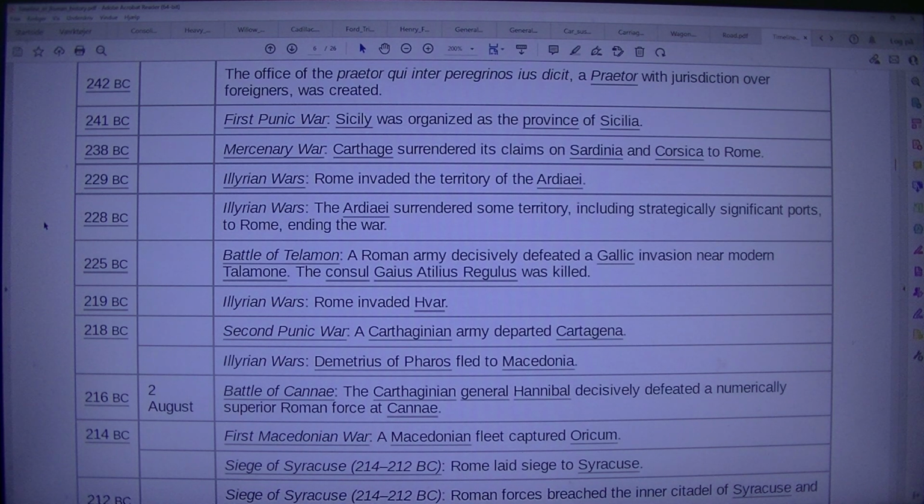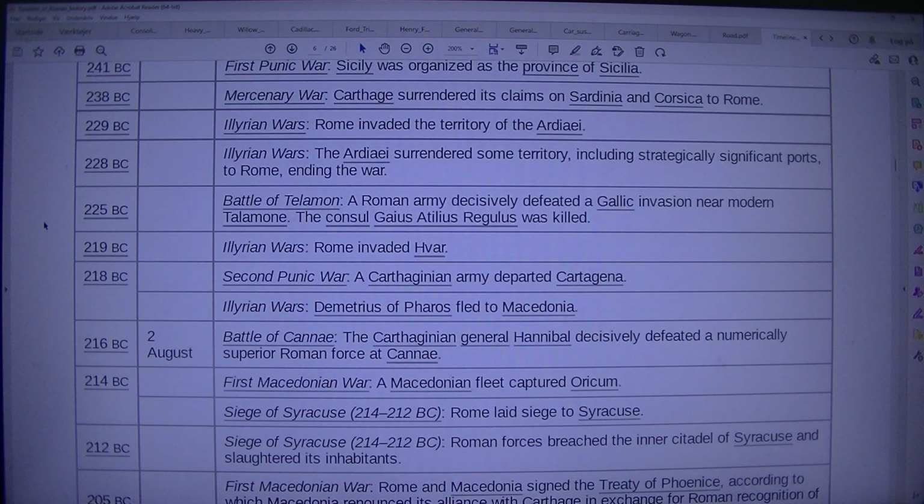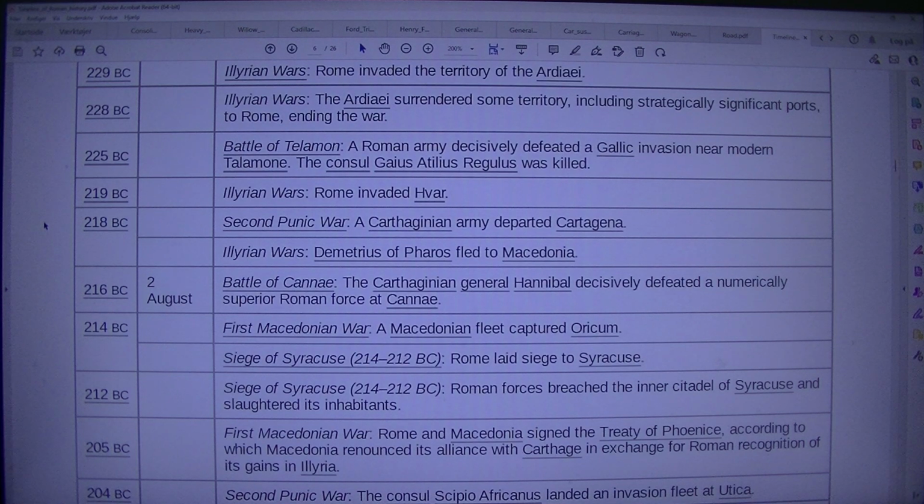238 BC. Mercenary War. Carthage surrendered its claims on Sardinia and Corsica to Rome. 229 BC. Illyrian Wars. Rome invaded the territory of the Ardiaei. 228 BC. Illyrian Wars. The Ardiaei surrendered some territory, including strategically significant ports, to Rome, ending the war. 225 BC. Battle of Telamon. A Roman army decisively defeated a Gallic invasion near modern Talamone. The consul Gaius Atilius Regulus was killed.